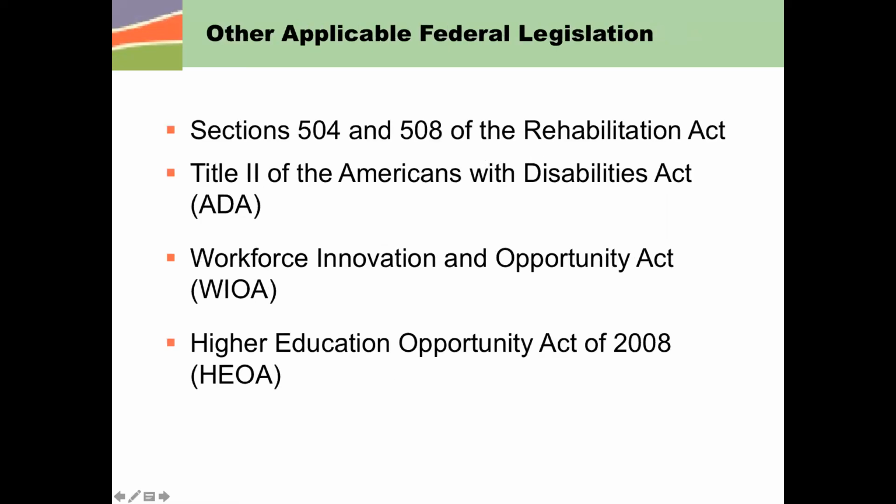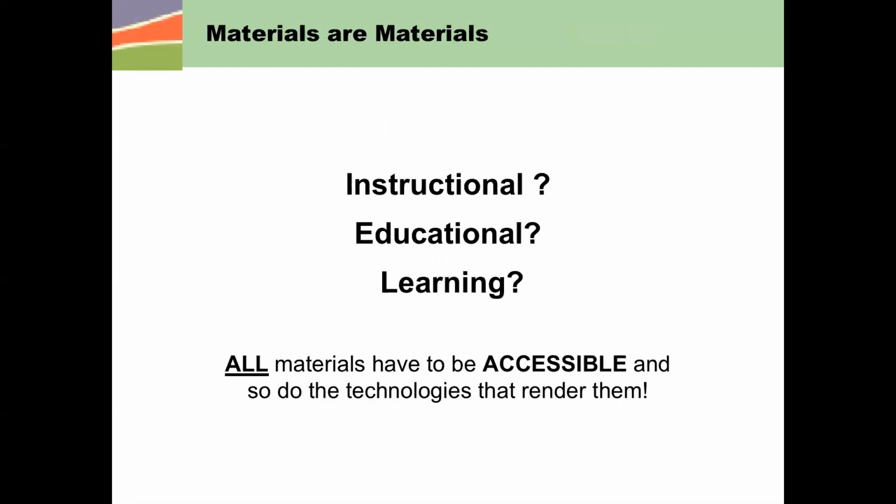So there are also other applicable federal legislations, and there are links to these on the AIM Center website. Section 504 and Section 508 of the Rehab Act also talk about accessibility. Title II of the Americans with Disabilities Act, the Workforce Innovations and Opportunity Act, and the Higher Education Opportunity Act also include legislation that relates to the provision of materials in accessible formats to students.